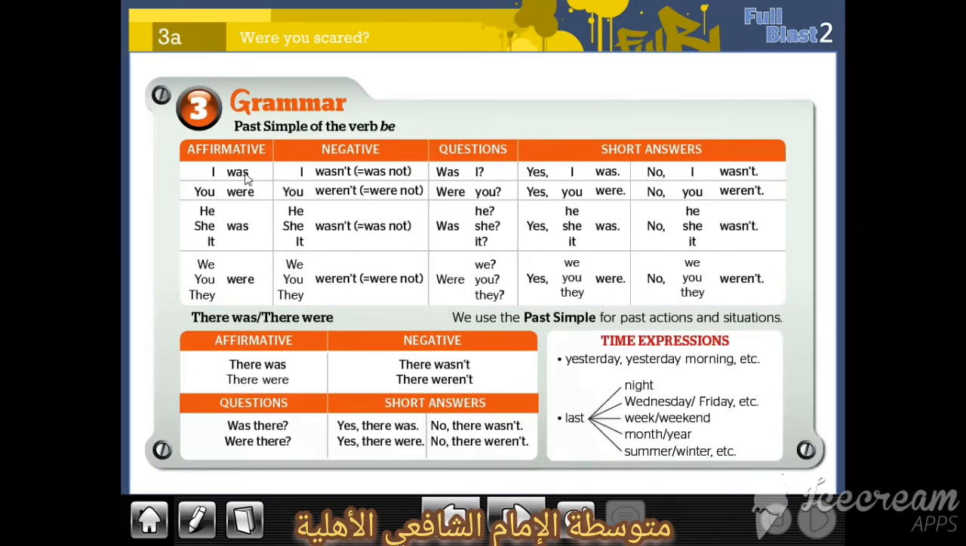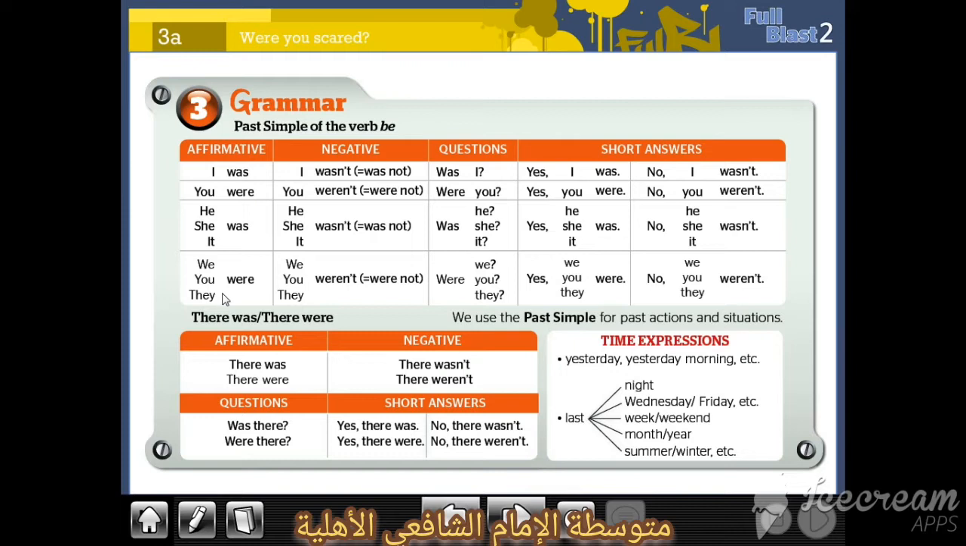Look at this affirmative sentence. Of course, we use was with I, he, she, it. You can say I was, he was, she was, it was. But were is used with plural pronouns, just like we, you, they. We say, for example, we were, you were, and so on.